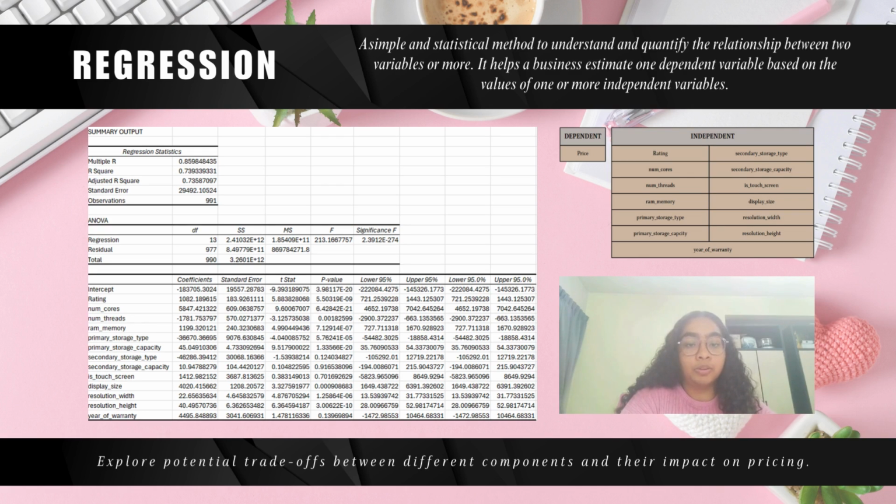From the regression output that we provided, it seems that number of cores, RAM memory, primary storage capacity, display size, resolution width, and resolution height have significant positive impacts on price, while the number of threads and primary storage type have negative impacts. However, the p-values of secondary storage type, secondary storage capacity, touchscreen and year of warranty are greater than 0.05, suggesting that these variables are not statistically significant predictors of price at the 5% significance level.